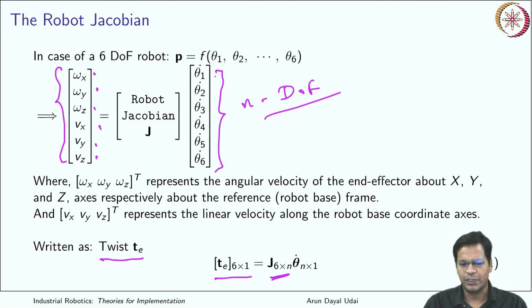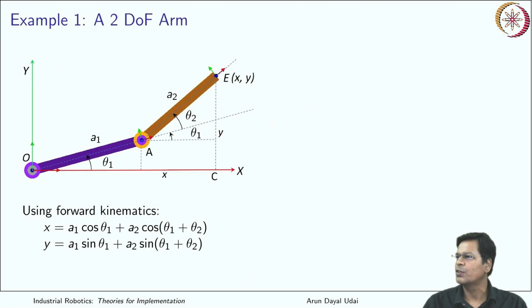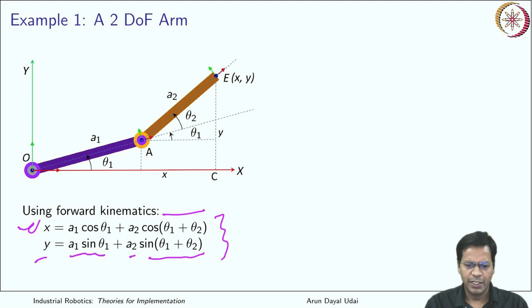So let us proceed with our standard 2R robot. What we know here is that the end effector position x for this was a1 cos theta 1 plus a2 cos(theta 1 plus theta 2), and y is equal to a1 sin theta 1 plus a2 sin(theta 1 plus theta 2). So this was the position forward kinematics. Okay, and this is the end effector position given by x, y. a1, a2 are the link lengths, theta 1 and theta 2 are the joint angles.